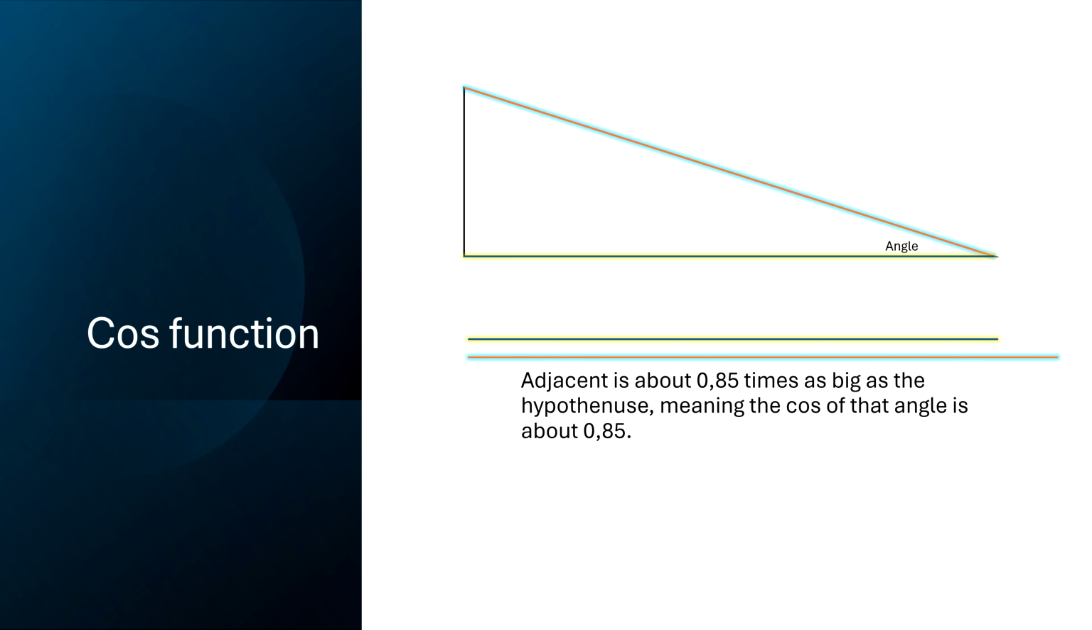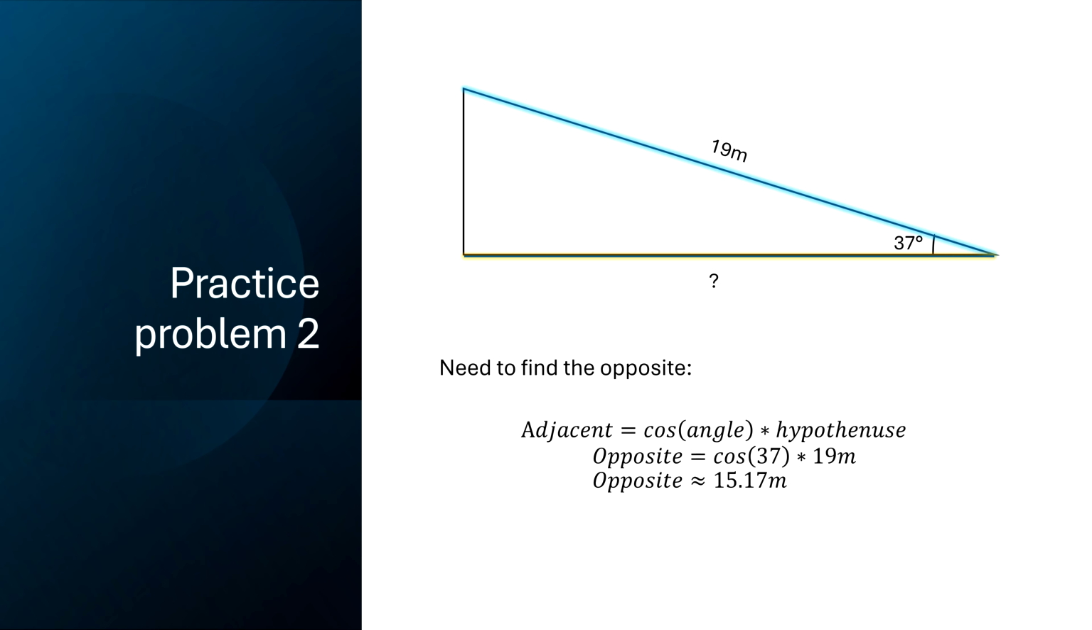This is the cos function, which represents the length ratio of the adjacent to the hypotenuse. Here, we can see a visual representation of the adjacent being 85% of the length of the hypotenuse. Here is another problem, but this time involving cos.